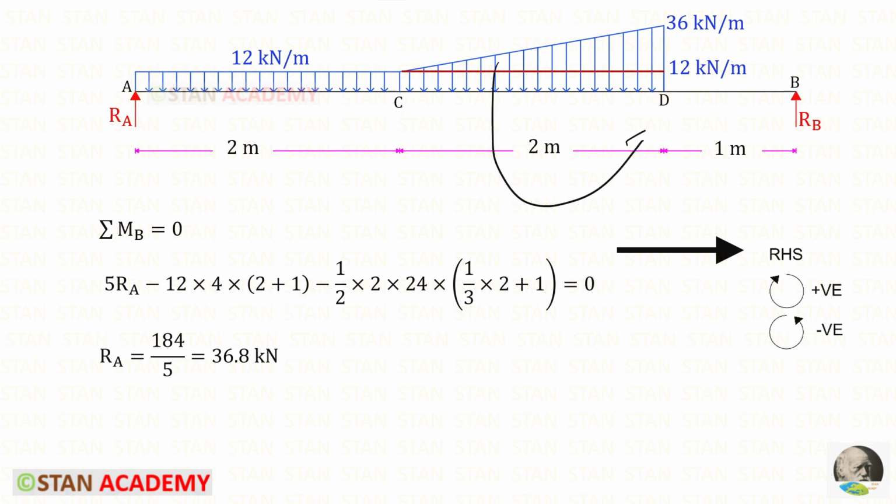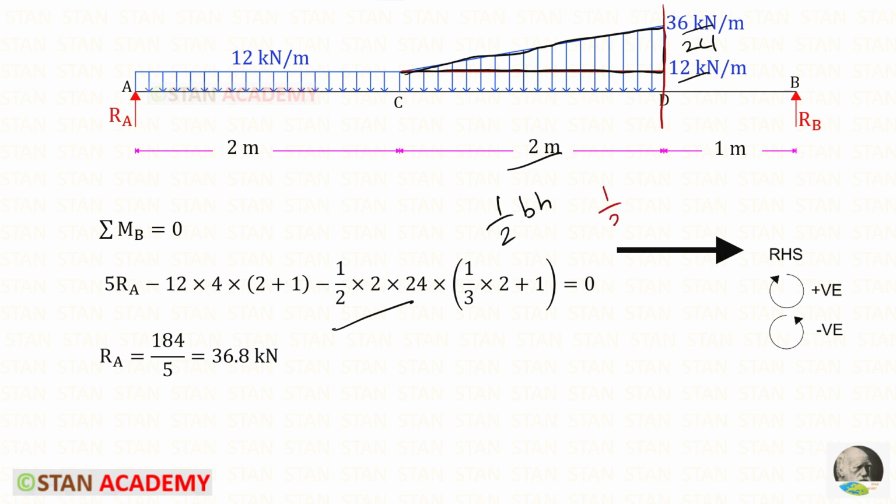The UVL is acting in the anti-clockwise direction, so it is also negative. Let us take this triangle. We know the area formula of the triangle, half into BH. Here the breadth is 2 and the height is 36 minus 12, so it will be 24. So this is the area, and the centroid distance about D is 1 upon 3 into breadth. Here the breadth is 2, so it is 1 upon 3 into 2, and then we have to add the remaining distance up to B, which is 1. For RA, we will get 36.8 kN.